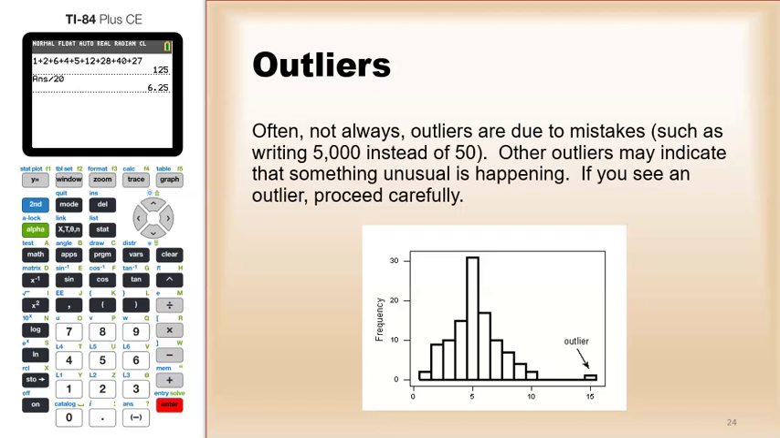So often, not always, outliers are due to mistakes, such as writing 5,000 instead of 50. Other outliers may indicate that something unusual is happening. So if you see an outlier, proceed carefully.